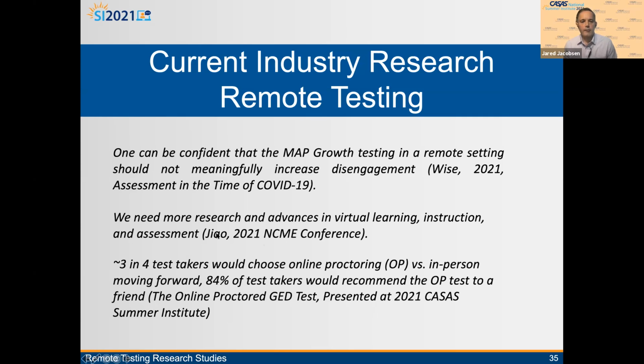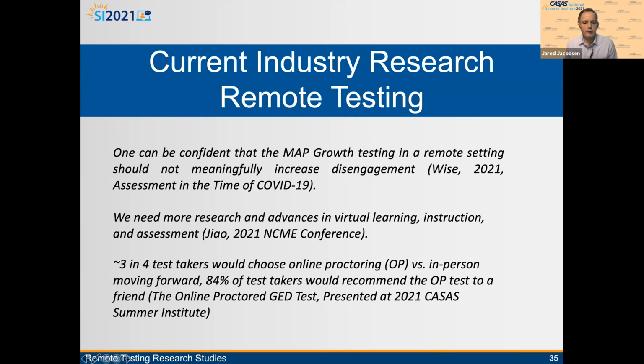Also from the NCME conference, I bring up this quote because it seemed to come up in most presentations: we need more research and advances in virtual learning, instruction, and assessment. So we have these findings to date, but a lot more research into how well virtual learning, instruction, and assessment is working needs to be done. While he said that at his conference, this seems to come up in almost every presentation I've seen and paper I have read.